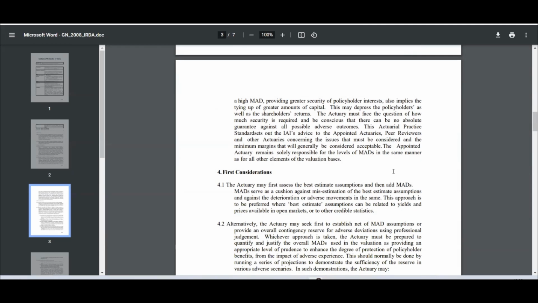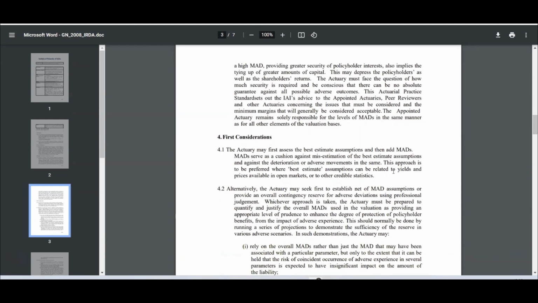Alternatively, the actuary can establish net of MAD assumptions or provide an overall contingency reserve. But whatever method is chosen, the actuary has to justify and quantify the level of MADs present. So here you see there are two points that are very important, one of which is professional judgment. The actuary has to apply judgment. Creating or determining MADs involves a lot of judgment, right? And like I was mentioning, you can't have that judgment by clearing papers. It's impossible to have that judgment. You have that judgment after working for years and after reading documents after documents. Only then will you have that intuition, that judgment, right?